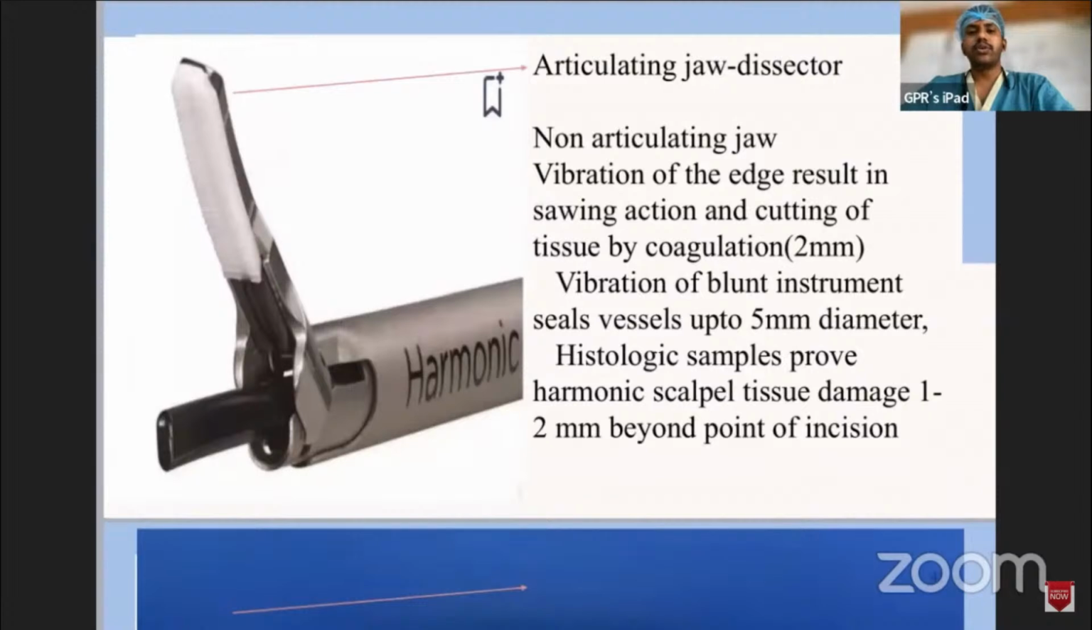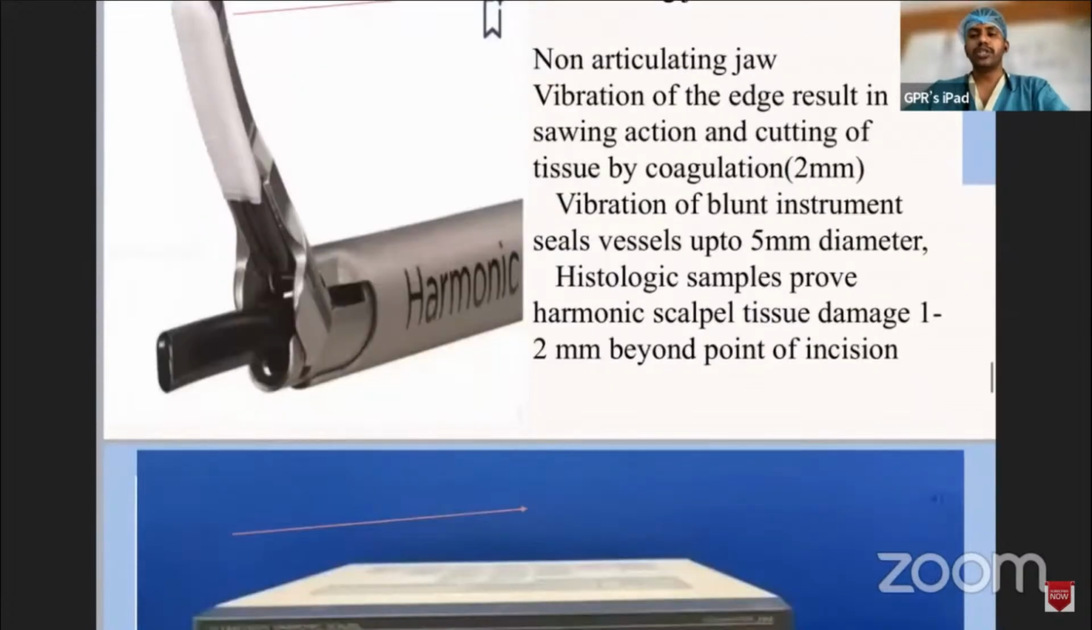It can hold 5 millimeters of tissue, and it produces high frequency vibration, which acts as a saw-like effect over the tissue, just like this. This jaw-like action makes the tissue get sealed completely, and later it produces the cutting of the tissue. Histologically, we were able to prove that the harmonic scalpel can produce at least 1 to 2 millimeters of coagulation beyond its point of usage.